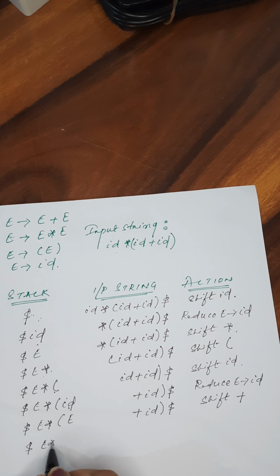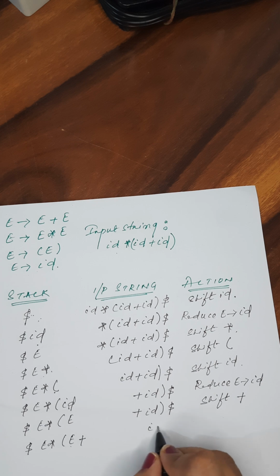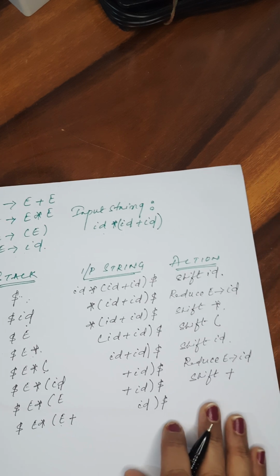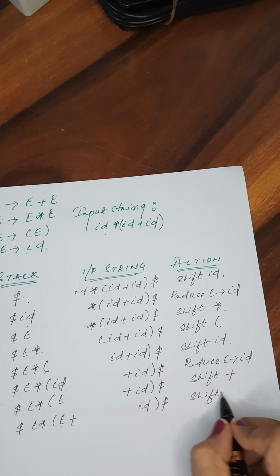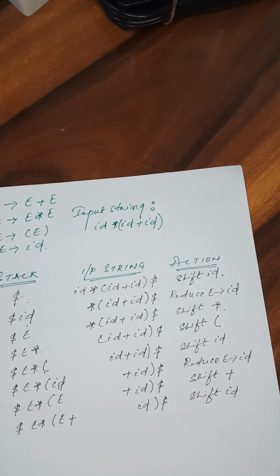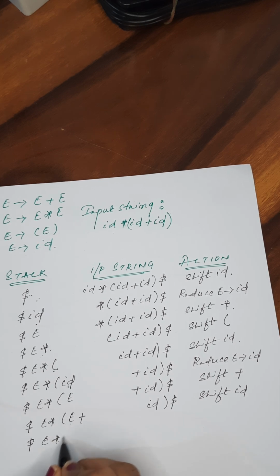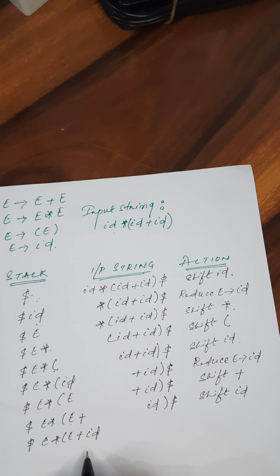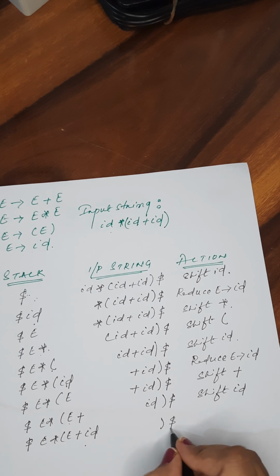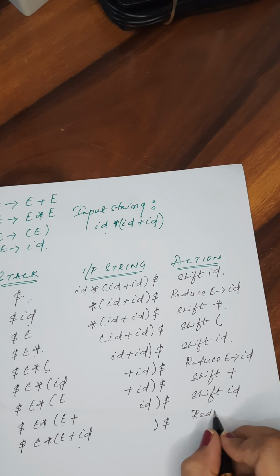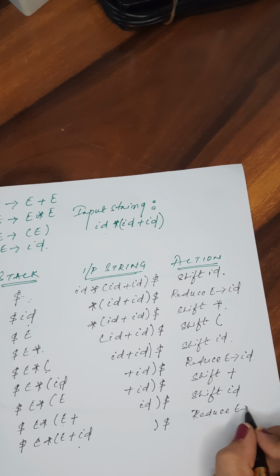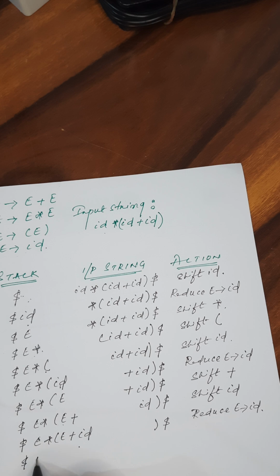So, dollar E star bracket E, then plus. Now, plus is not a handle. So, no issues. Then again what will it do? It will shift. What will it shift? It will shift your ID. Okay. Then dollar E star E plus ID. Now, ID is a handle. Okay. So, what will it do now? Again the same, reduce E tends to ID. So, dollar E star E plus E, closing bracket dollar.